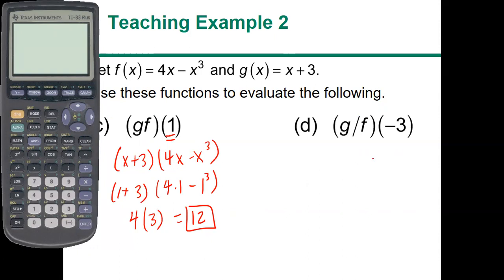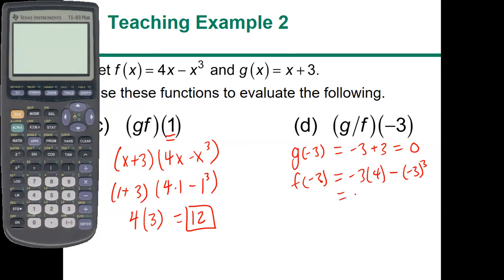So again, if you choose to do G of -3 first, I plug in -3 plus 3 and I get 0. And then you do F of -3. I plug in -3 times 4 minus -3 to the third. I'm going to get -12 plus 27, which equals 15.